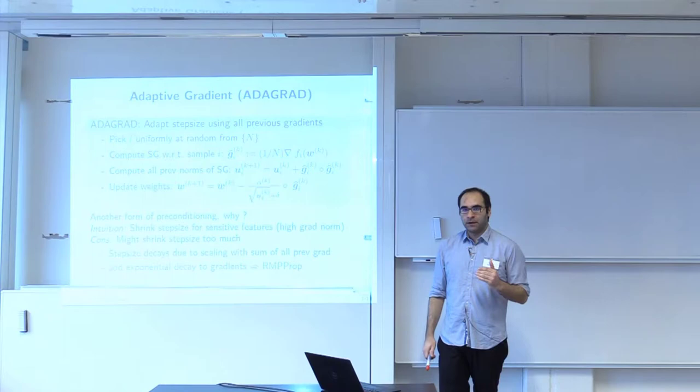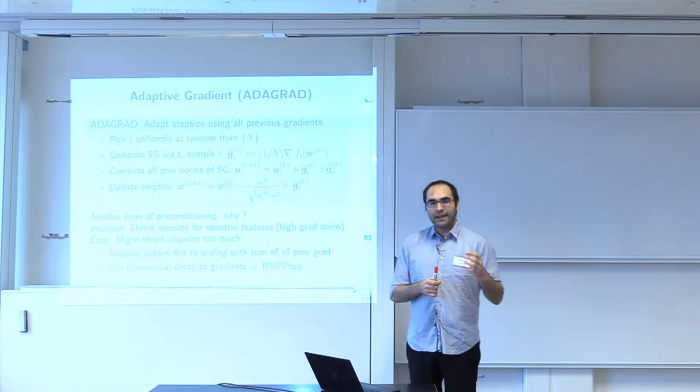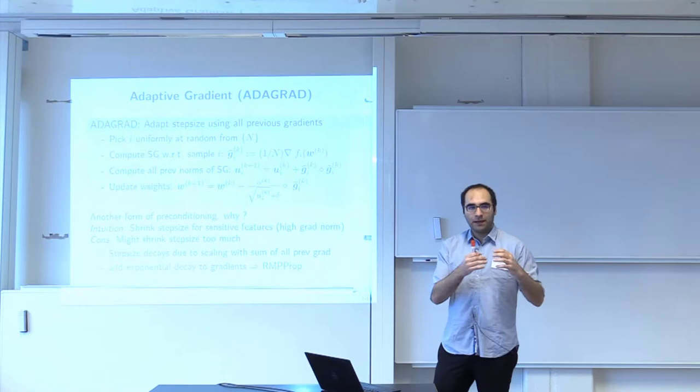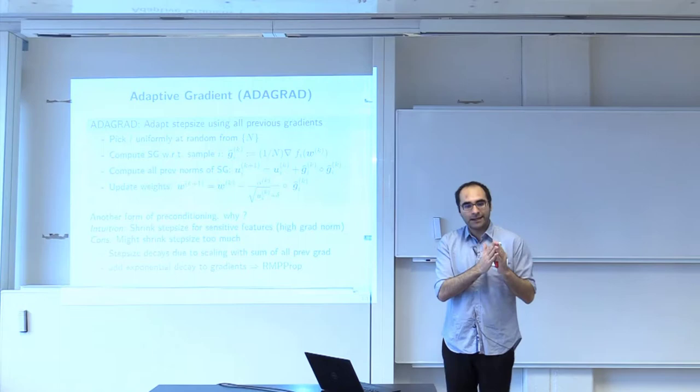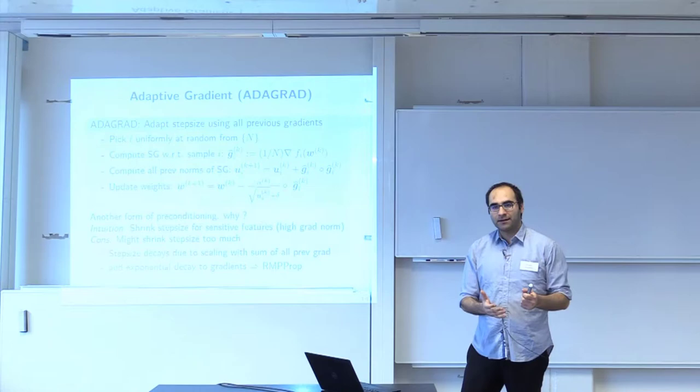The intuition is that you want to shrink the step size in places where the cost function is sensitive. In places where the cost function is sensitive, this means a high gradient. If you pick the step size to be inversely proportional to the gradient, you are actually decreasing the step size. The idea is that in places where your function is highly sensitive, you want to take smaller steps. So that's the intuition.